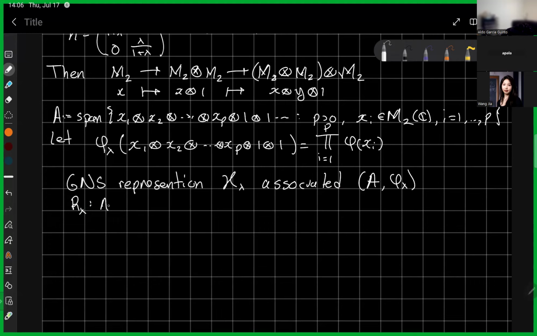And then the von Neumann algebra closure, so WOT, the double commutant. This is the von Neumann algebra, R_lambda, and phi_lambda extends to a faithful normal state on R_lambda.